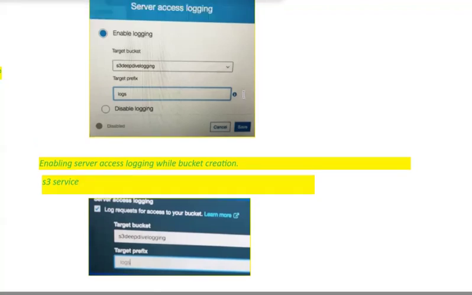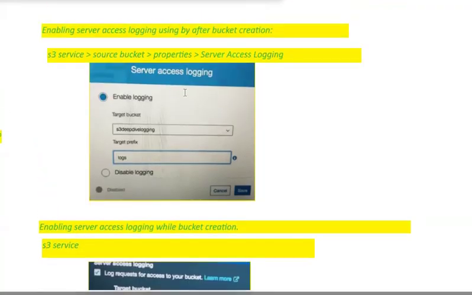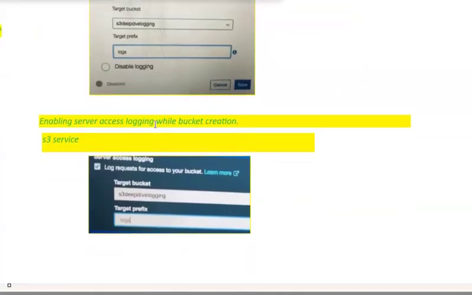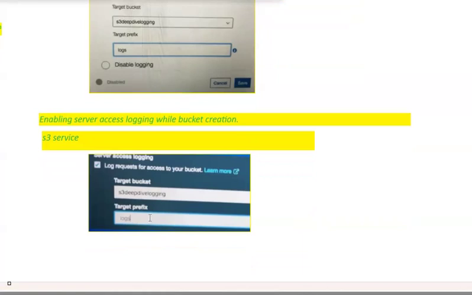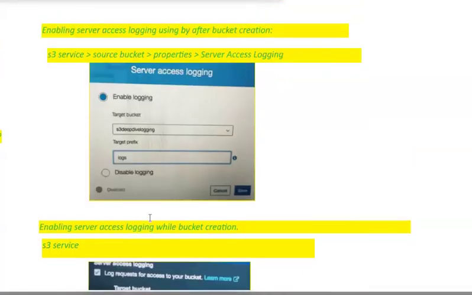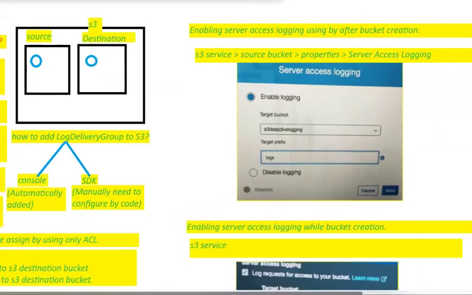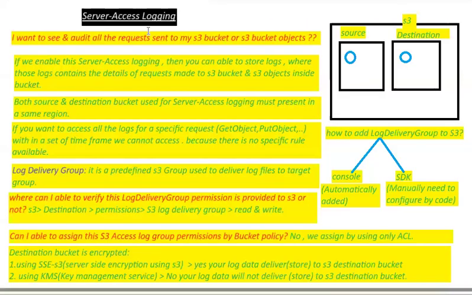So these are the two ways where we can enable our server access logging. That is, after the bucket is created, for an already existing bucket, you can provide server access logging, or else if you want to create a new bucket, while creating itself you can provide the server access logging. So now let's revise this. When do you use server access logging? To audit and govern whatever requests are coming to your bucket or your objects, you need to use this server access logging.